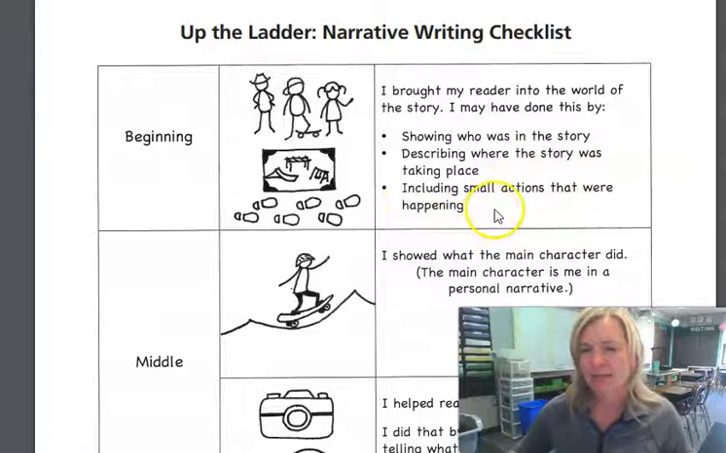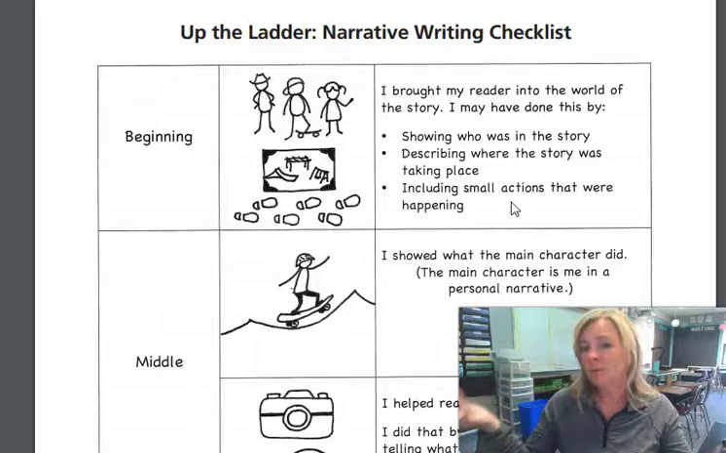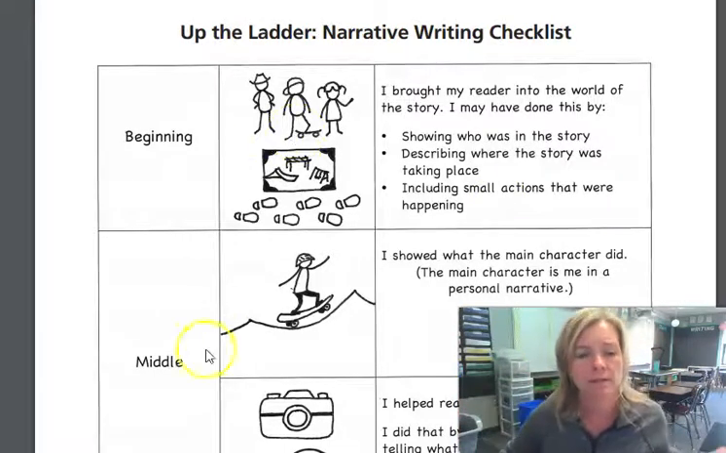So your beginning, your introduction, or your lead, it should be a paragraph. It should be 3, 4, 5, 6 sentences describing all those things. You can't just do it in one sentence. So I'm going to show you with mine.